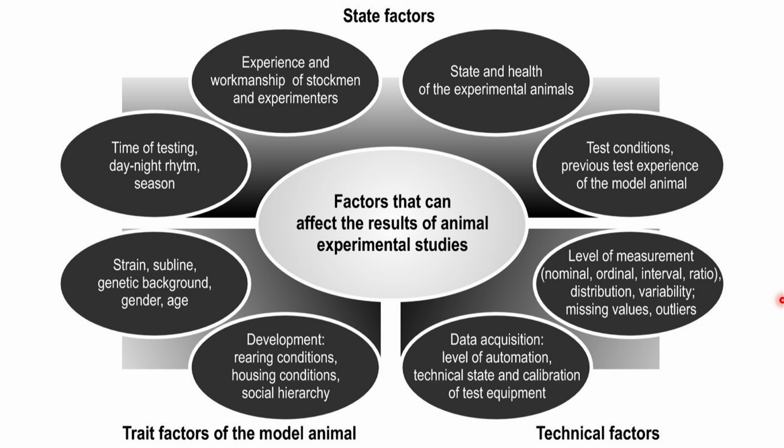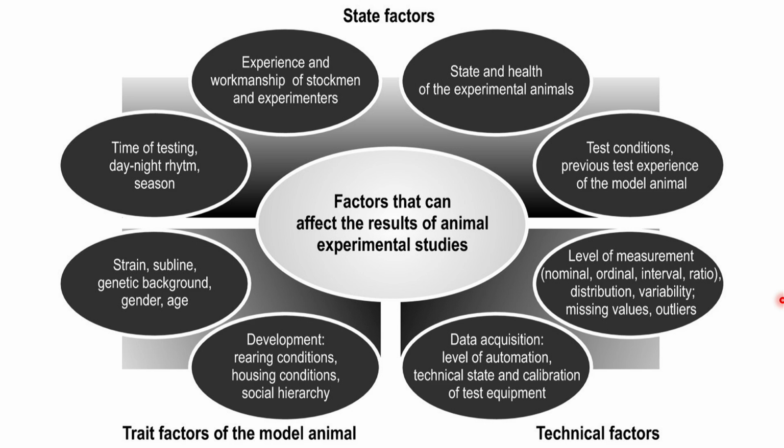So the factors include the state and health of experimental animals, the test conditions, the level of measurement, data acquisition, level of automation, technical state and calibration of test equipment. Then there are other factors, trait factors, which involve the strain, subline, genetic background, gender and age of the model organisms. The time of testing, that is day, night or whatever time of the day that you are doing a particular test.